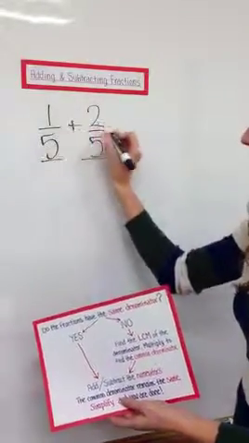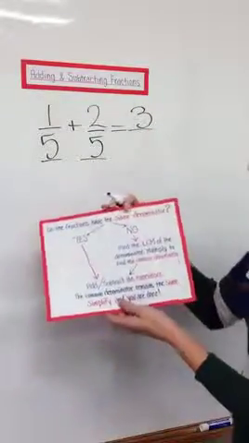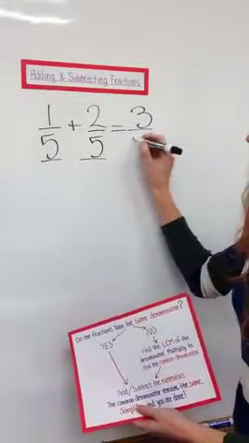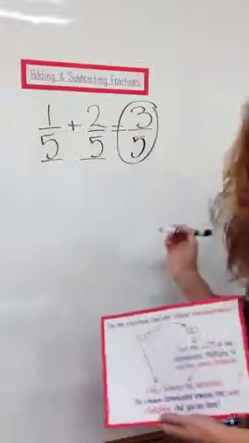So we'll have 1 plus 2. And then the common denominator remains the same. So we just leave the 5. And then our final answer is 3/5.